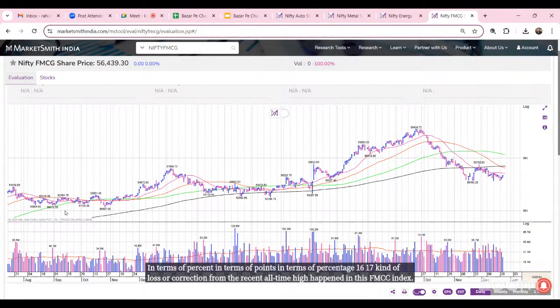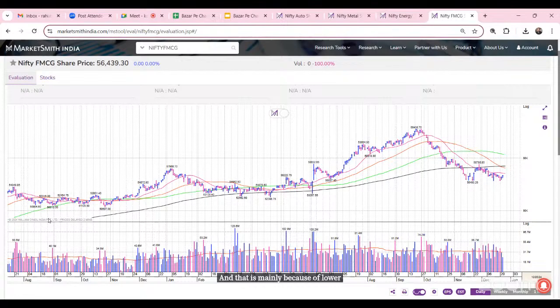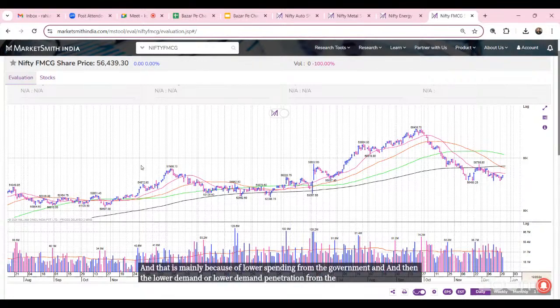And that is mainly because of lower spending from the government and then the lower demand or lower demand penetration from rural India.